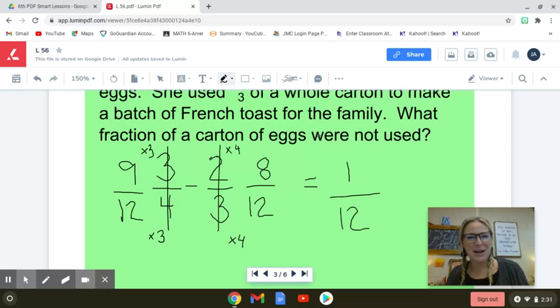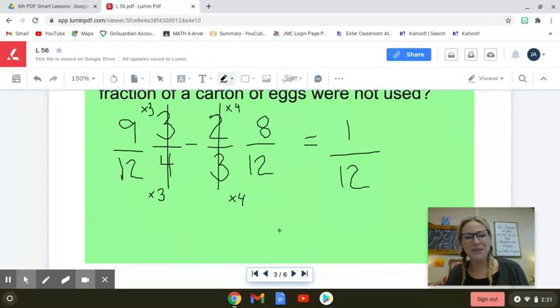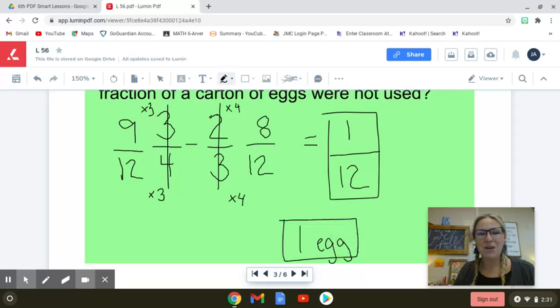How many eggs are we talking about here? So if 1/12 of a carton of eggs was left unused, how many eggs are left unused? This is really our fractional answer, 1/12. If you really think about that, though, it's 1 egg. Good mathematicians are constantly asking themselves, really, what does this mean? Or what is this implying? And that's really what's implying.